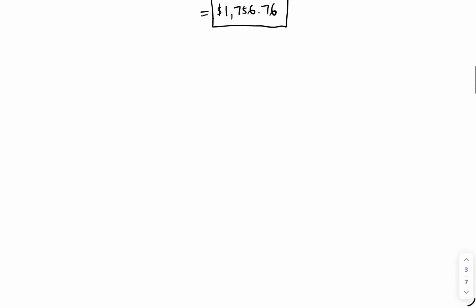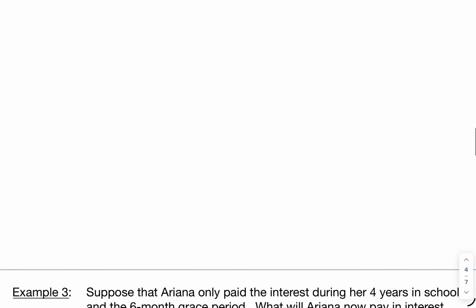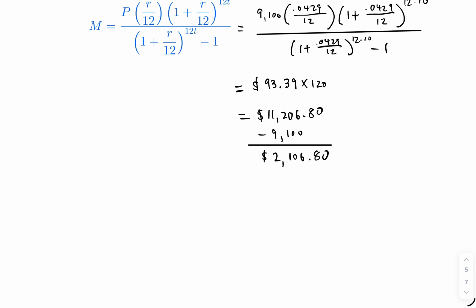And let's go back to example 1. And that was $1,756.76. So we need to add that back in, $1,756.76. And then punching that into the calculator, we would get a total of $3,863.56 that she would be paying in interest for this loan.